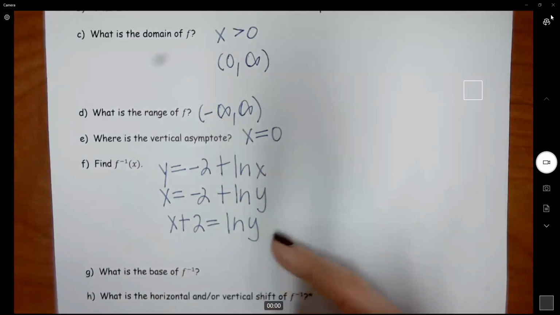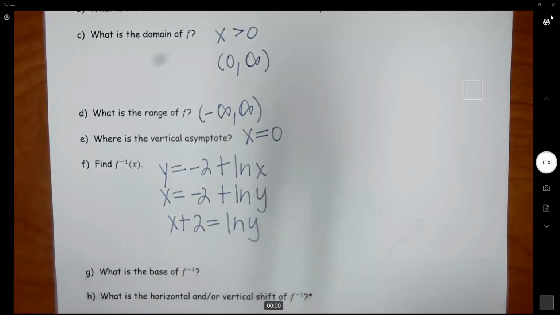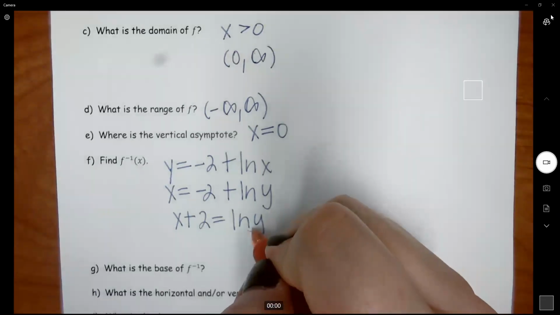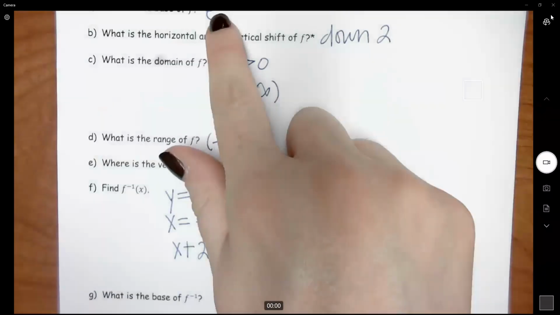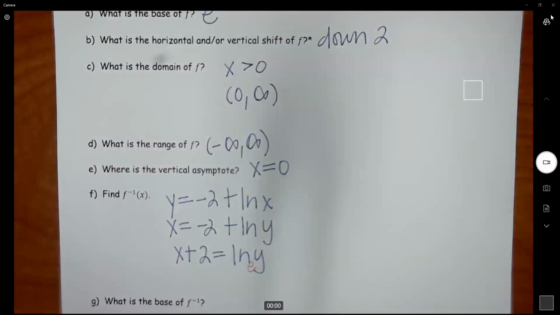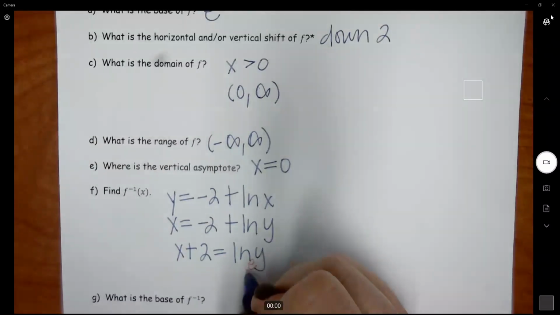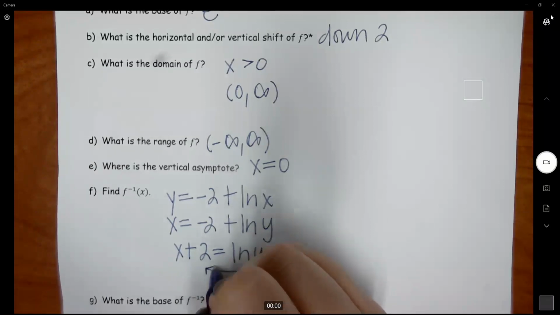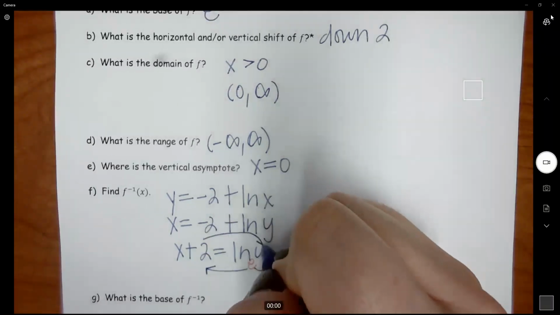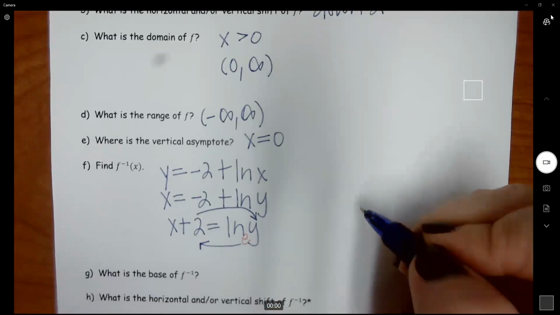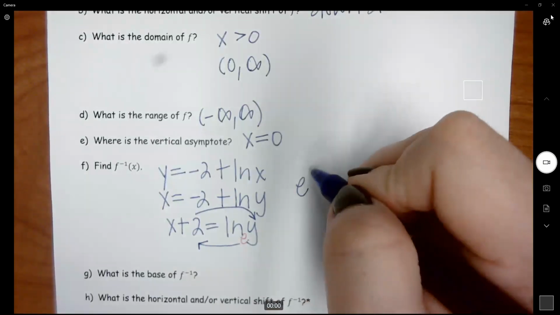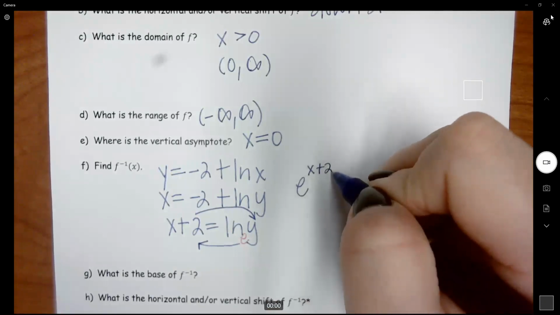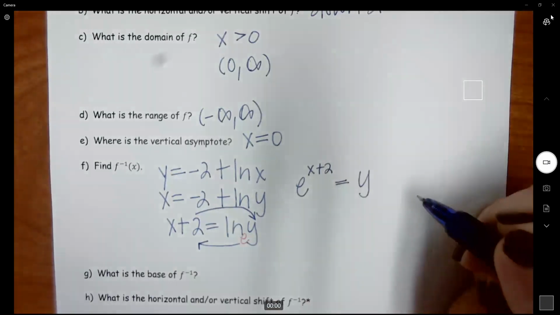And now I have no way to solve for this when it is in log form. So let's convert it to exponential. We've already said that this has a base of e. So we go base to equals what's in that log. So this is e to the x plus 2 equals y.